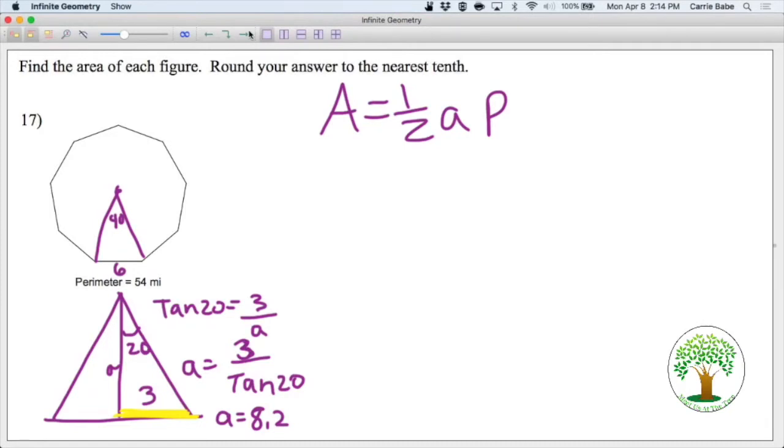All right. To make sure everybody understands, the apothem, I heard, was 8.2. Did we get a confirmation on that one? Not just one person? Yes. All right. And the perimeter, Brett, we don't have to multiply by 9. We just know it right here. 54.